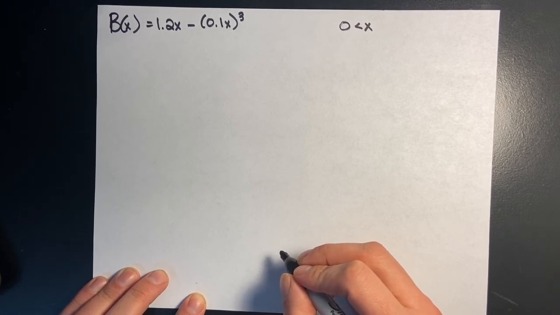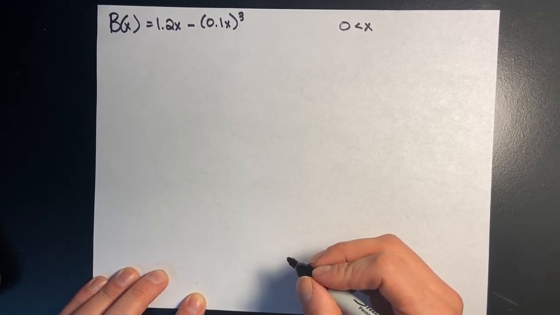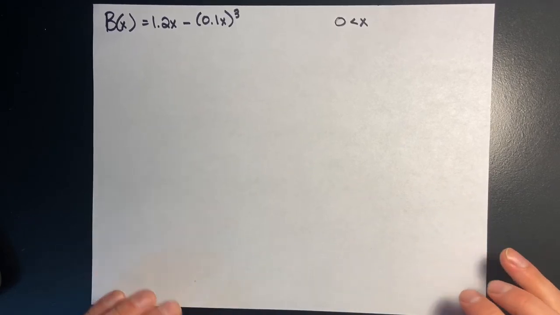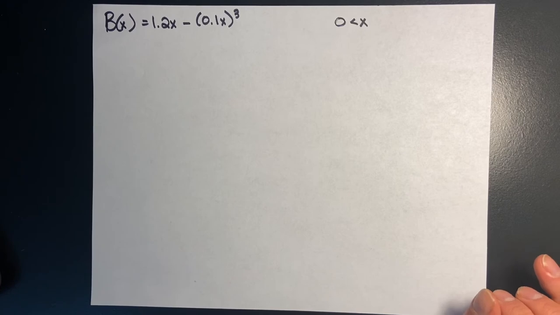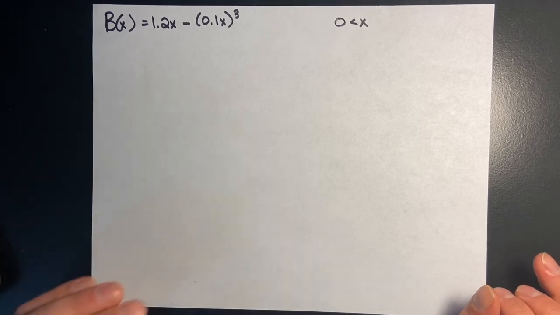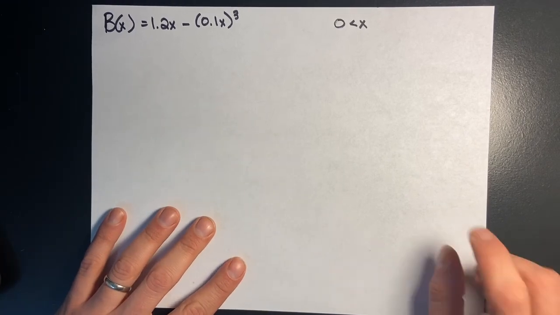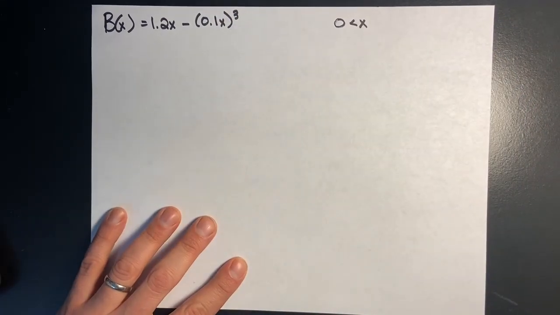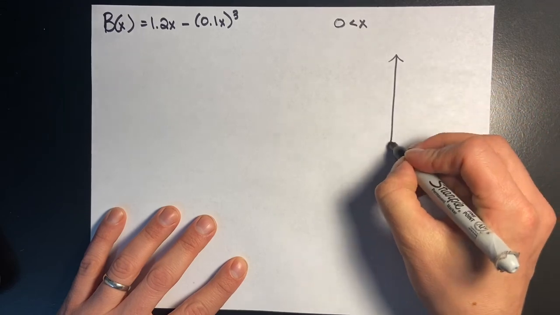If you're wondering how we find the largest amount of buses, can't you make as many buses as you want? Last time I checked, you can't make a billion buses. So we need to find the maximum number of buses that we can make. If we graph that equation right here, the graph looks something like this.